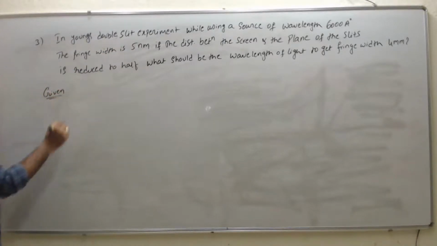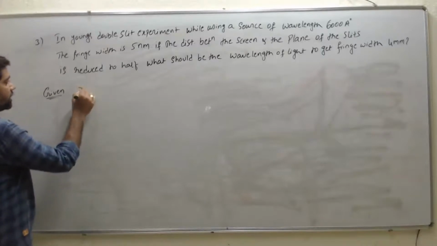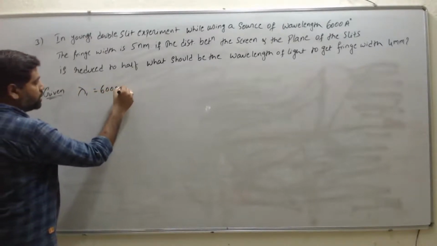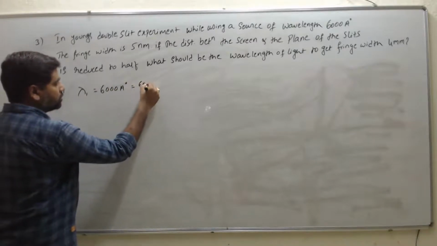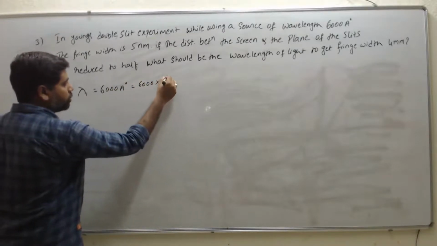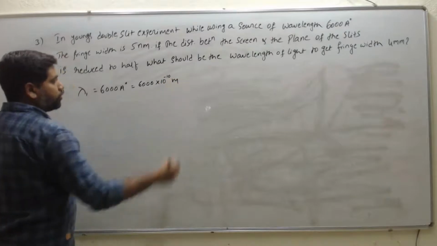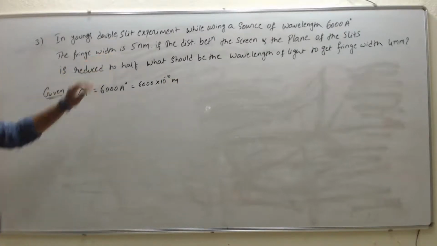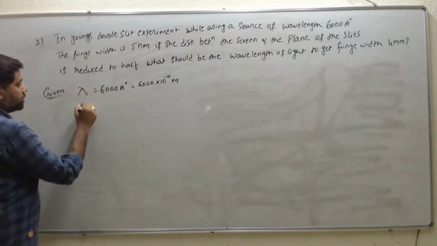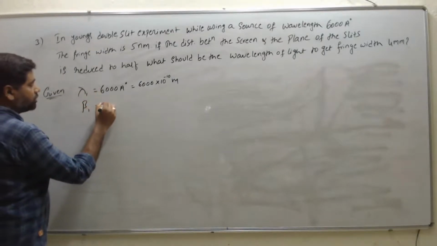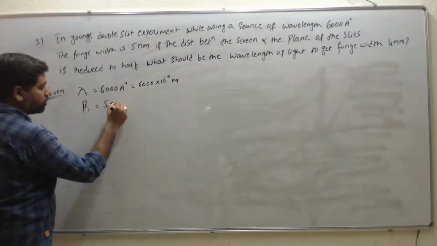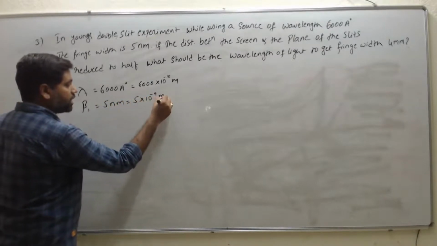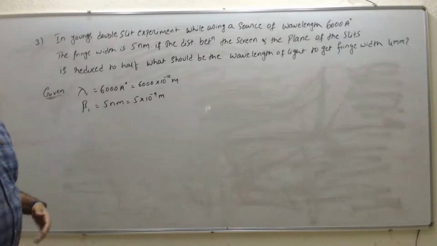So in the first case, they have given the wavelength of the light, that is lambda 1 equals 6000 angstrom, that is 6000 into 10 to the power of minus 10 meter. Then for that the fringe width is 5 nanometer, that is beta 1 equals 5 nanometer, that is 5 into 10 to the power of minus 9 meter.